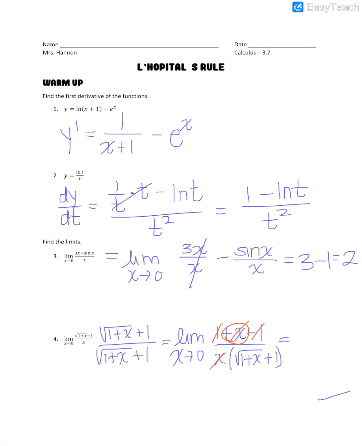Okay, and so now I think I'm good to go ahead and plug in my 0. On the top, I just have a 1. On the bottom, I'll have a radical 1 plus 0 plus 1. So that's 1 plus 1, which is 1/2.